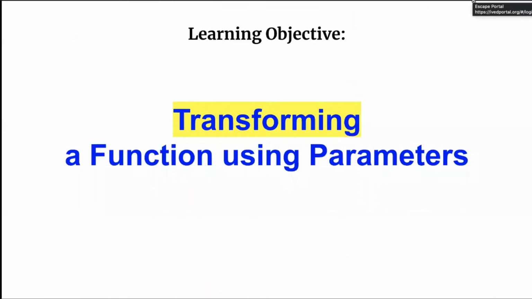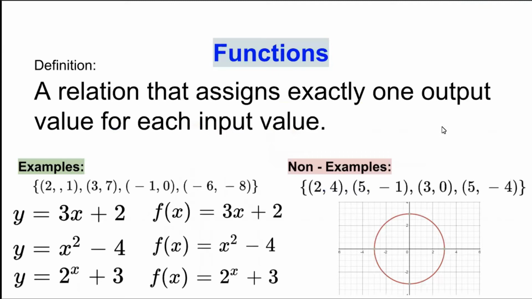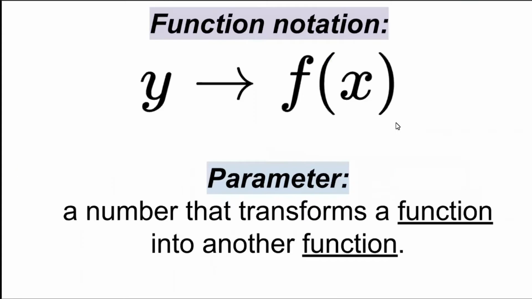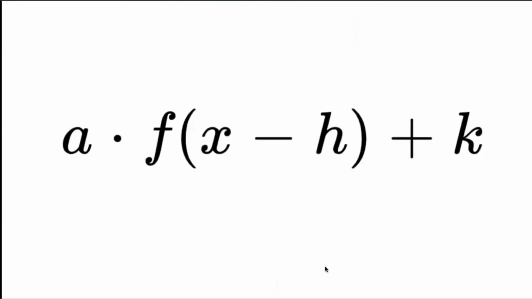So today we're transforming a function using different parameters. Using parameters, we're going to see parameters a, h, and k in this instance. Just a quick review: a function is a relation that assigns exactly one output value for each input. We are now using f(x) as our function notation, and we know that a parameter is a number that transforms a function into another function. We're going to be using g(x) as that other function, that new function that we're going to see.